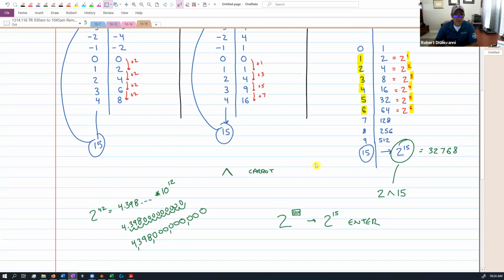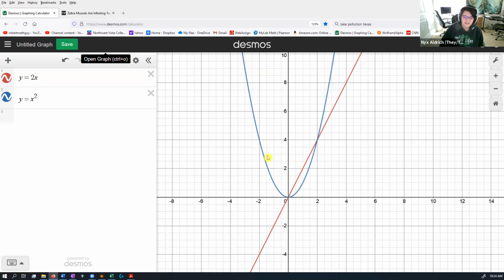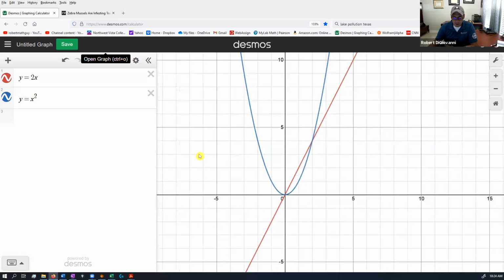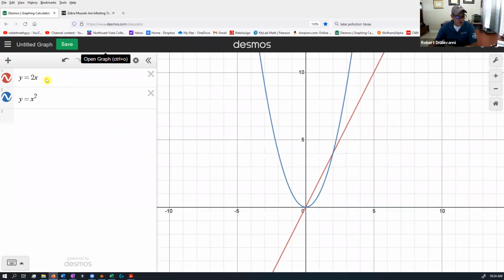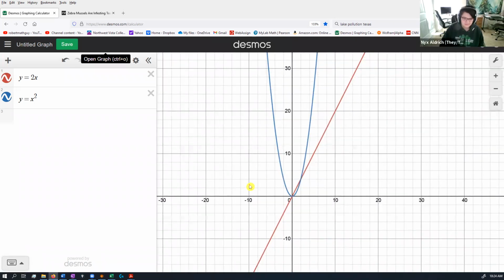What's happening here? I'm going to graph this function here. But before I graph it, looking at these two functions, the linear and the quadratic, which one of these grows faster? So as you move to the right, which one of these goes up quicker? The quadratic. Do you all agree?